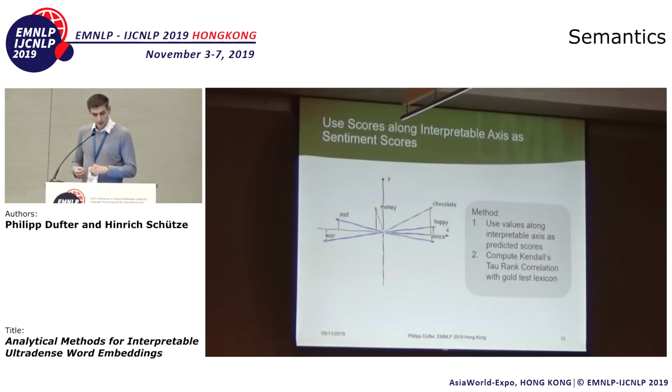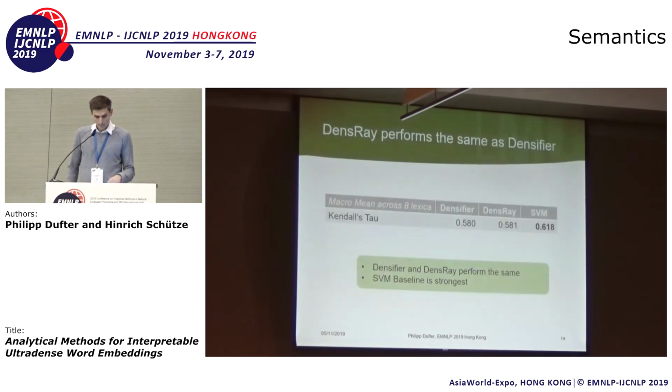Then if we project our vectors onto the x dimension, we get scores for all words in our embedding space. We use those values as predicted sentiment scores, and we can compute, for example, Kendall's tau rank correlation with a gold lexicon. If we do that, we show here a macro mean across 8 different lexica. Then we can see that Densifier and DenseRay perform the same.